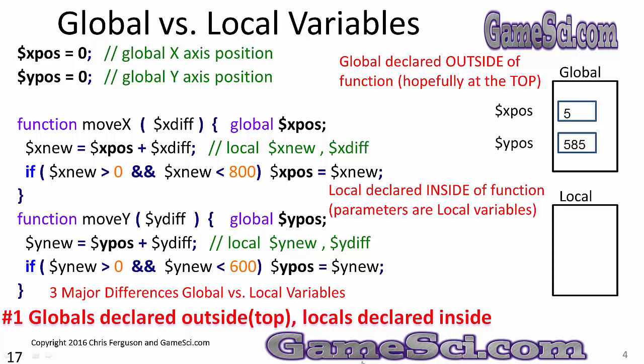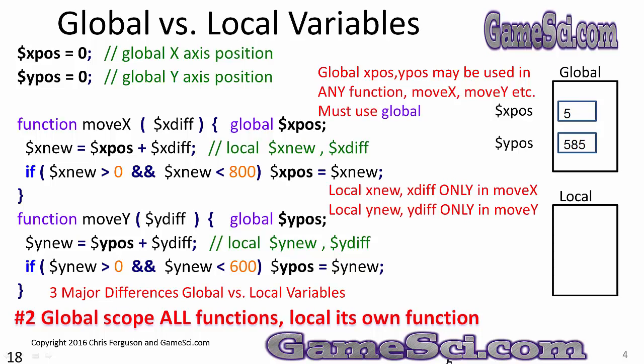Number one, globals are declared outside of a function, hopefully at the top. Locals are declared inside the function. That's where x position and y position are declared up here. Locals are declared inside of functions, and parameters are very much local variables. So ydiff and ynew are inside move y, they are local variables. X position and y position are outside the functions, they are global variables.